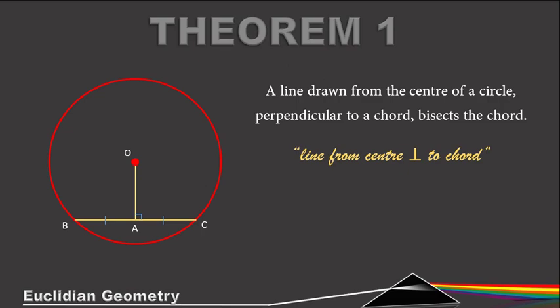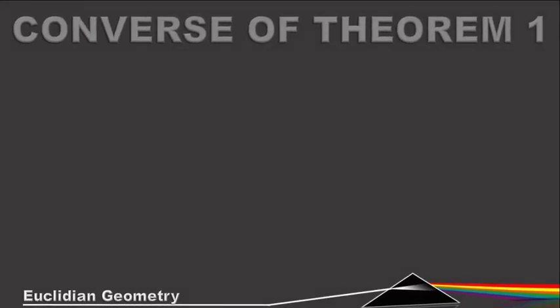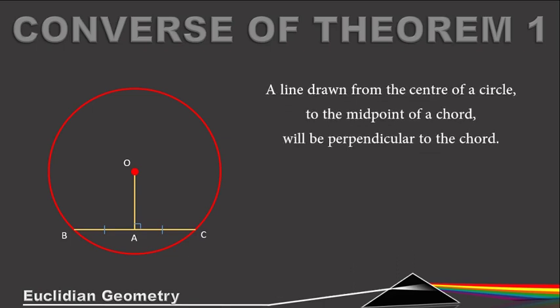Now the converse of theorem 1: if I have a circle once again with center O, and I draw my chord BC, and then I draw a line from the center of the circle that bisects the chord, then we can state that if it bisects the chord, then those two lines are perpendicular to each other. So the official statement says that a line drawn from the center of a circle to the midpoint of a chord will be perpendicular to the chord. And then the reason that you state is: line from center to midpoint of chord.